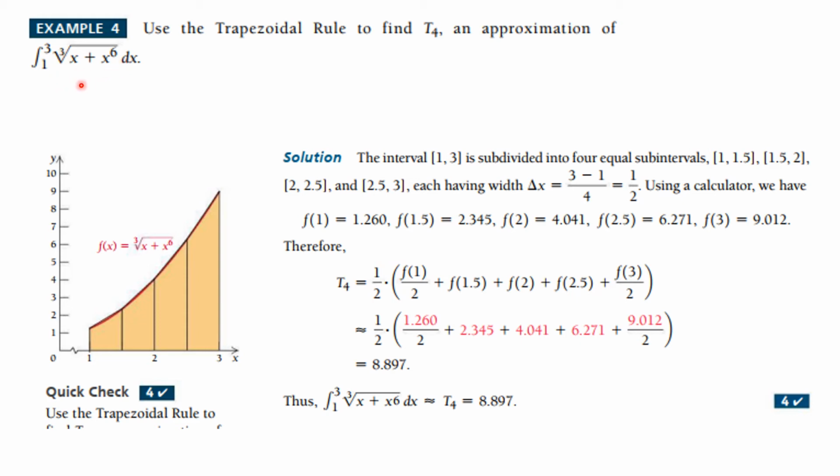Now, this again is an integral that you cannot do by substitution, and so this numerical integration is very appropriate. So we divide this interval from 1 to 3, which is of length 2, into 4 subintervals, and each of those is of length 1/2. So T4 by the formula is going to be 1/2, and we plug in all of those values. Plugging in those values and doing the calculation using our calculator, this is approximately equal to 8.897.